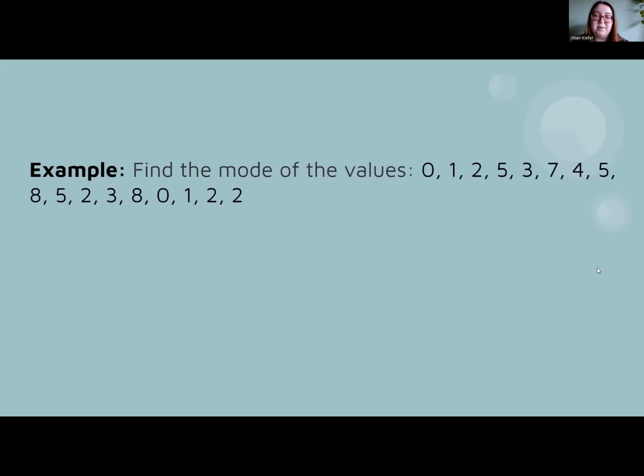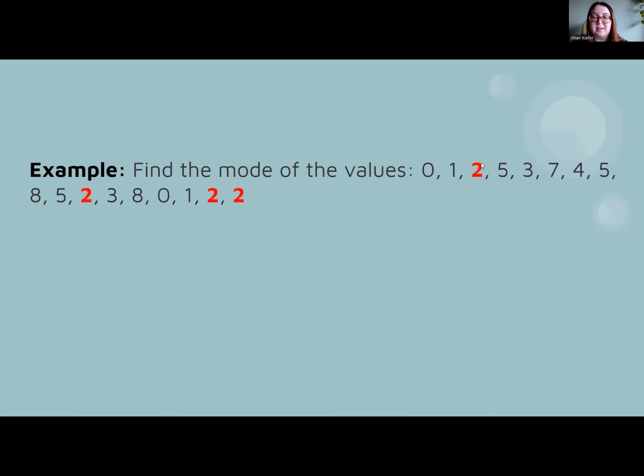All right, now we're going to find the mode of these values. So now we're switching our average here. So here we have 0, 1, 2, 5, 3, 7, 4, 5, 8, 5, 2, 3, 8, 0, 1, 2, 2. Even just saying it, we heard a couple numbers mentioned a couple times. That would most likely be 2, 5, and 8, with honorable mentions being 0 and 1. Those are the numbers that definitely came up a few times.